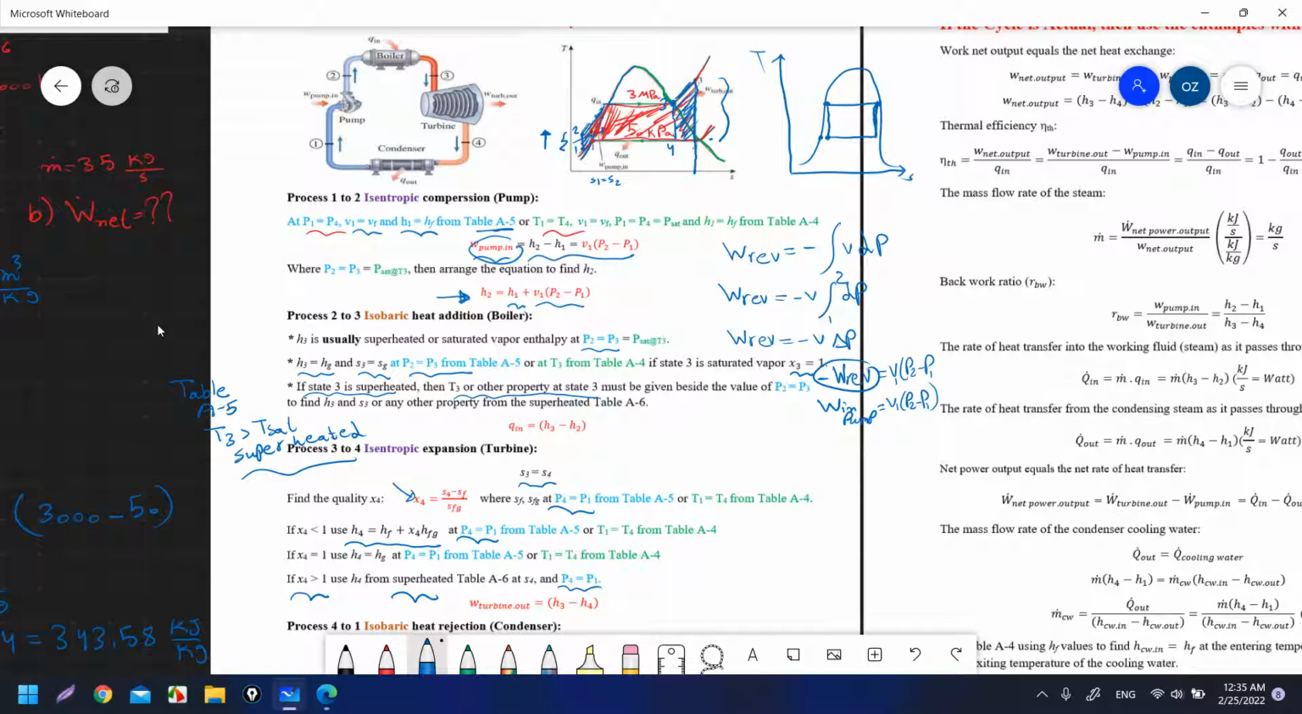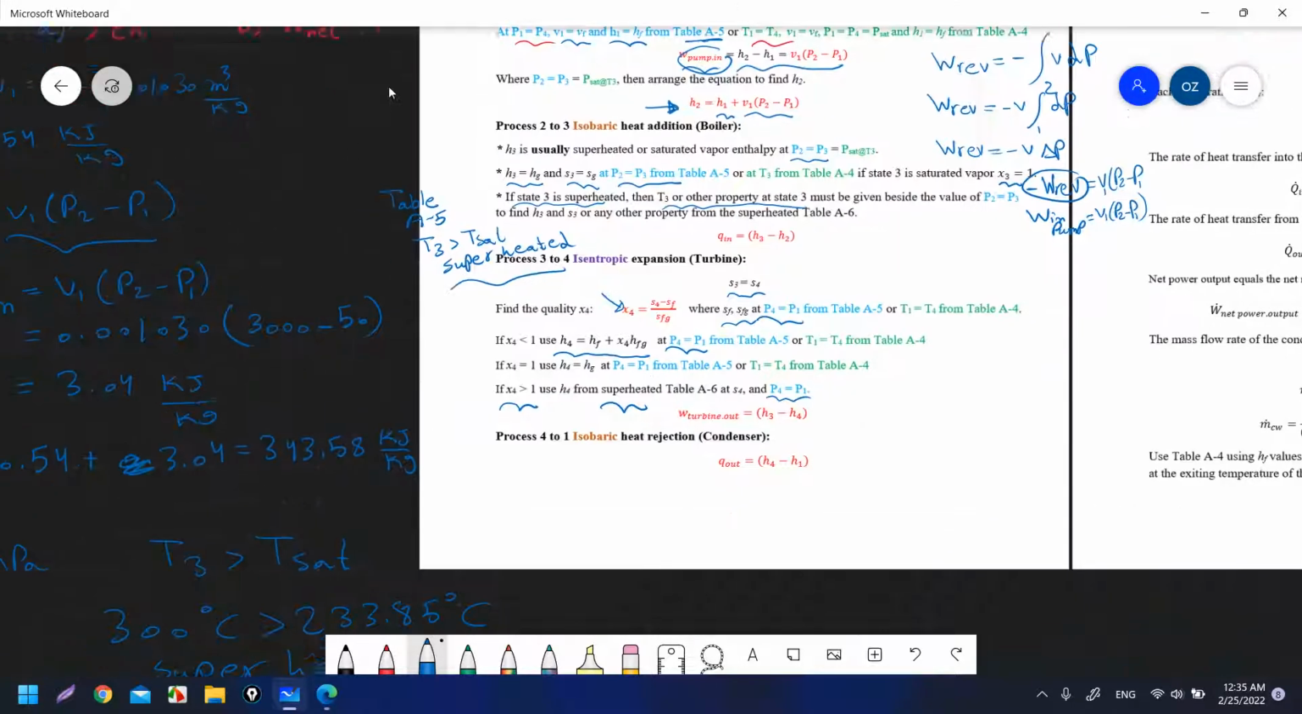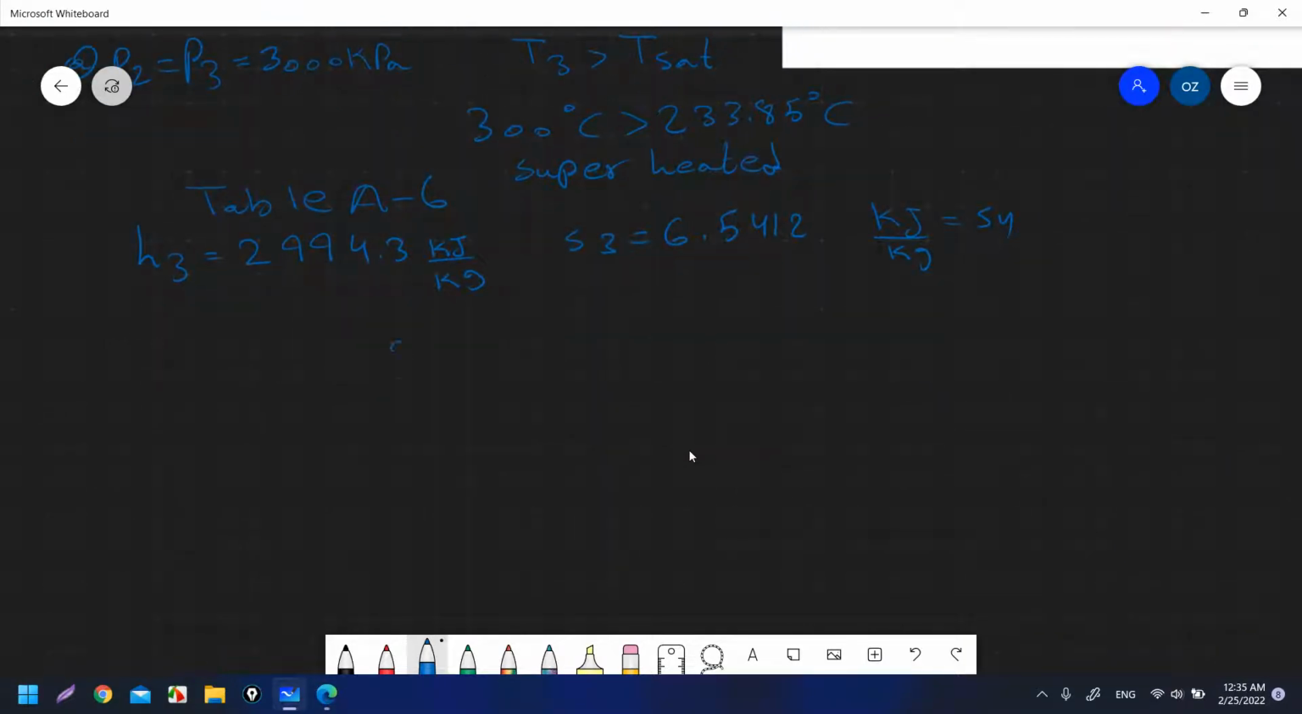You will not understand it here. When we go to the next question, we will see why there is no green in this line. I need to find the quality. So I have S4, and SF and SFG can be found at the pressure from table A5. So let's write this equation and find X4. X4 is equal to S4 minus SF over SFG. SFG means SG minus SF. You can write it like this: S4 minus SF over SG minus SF. But in the table we have a column for SFG, so we will use it directly from here.